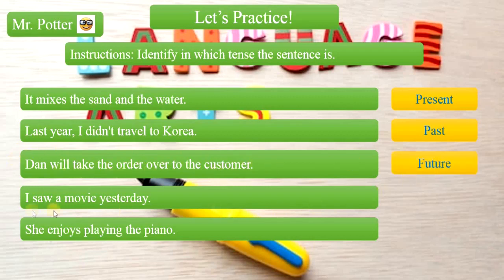Future. Very good. I saw a movie yesterday. What kind of sentence is this? Past. Very good. She enjoys playing the piano. What kind of sentence is this? Present. Very good. Now that you know how to identify the sentence, remember, write all the sentences in your notebook and write what kind of sentence they are.